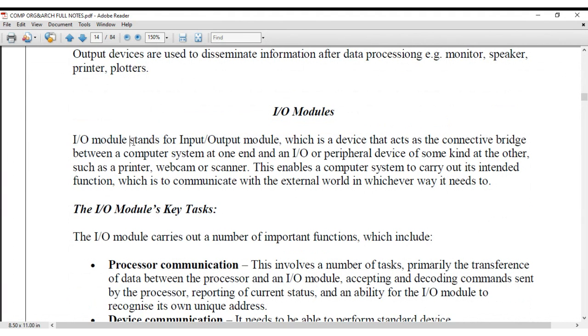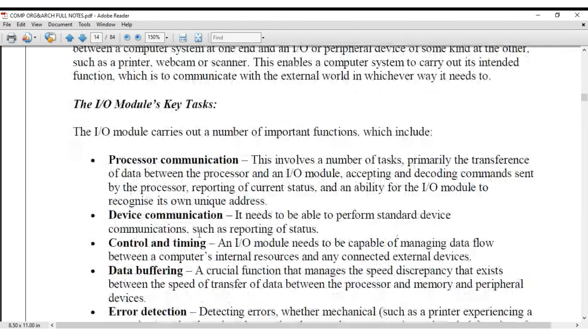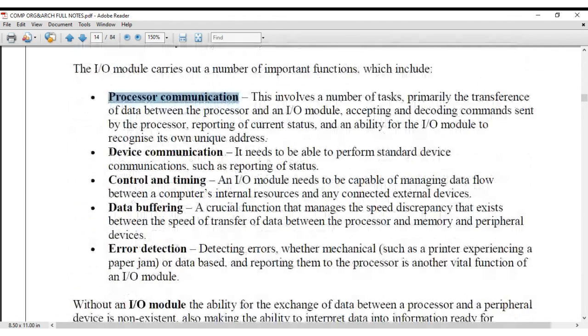And we say that every port in the computer system has a module, and the module is the interface that does such functions as processor communication. In other words, transferring communication from the CPU to the device that has been connected, device communication, meaning that the computer is able to detect that a device has been connected, control and timing, buffering. Buffering, we talked about things like printers and mouses and keyboards.